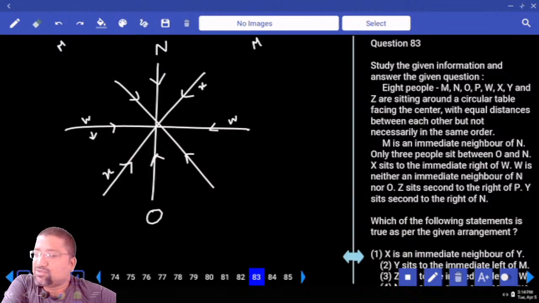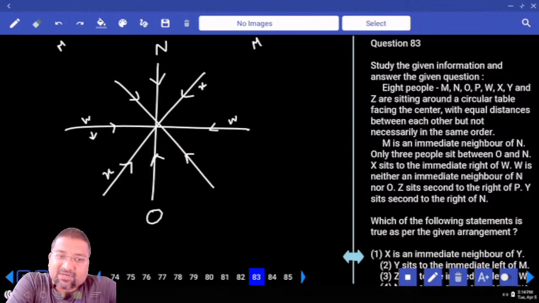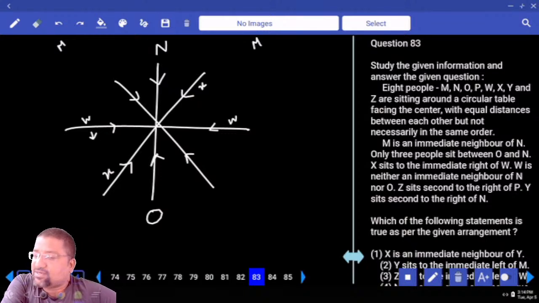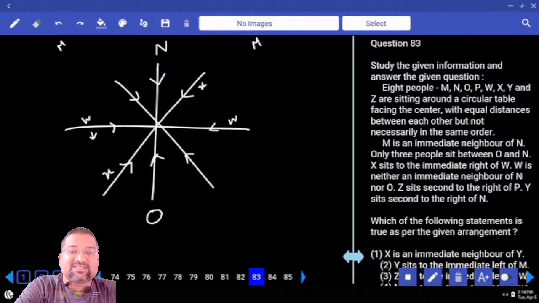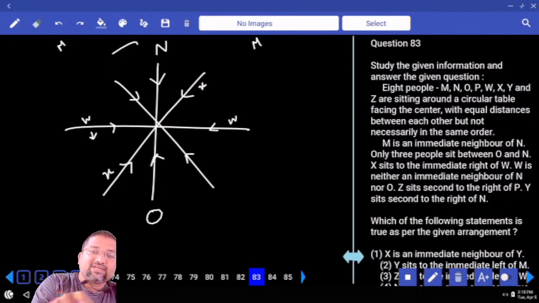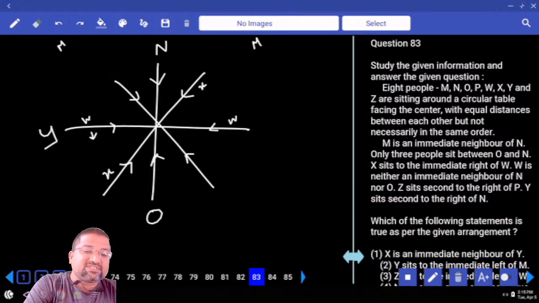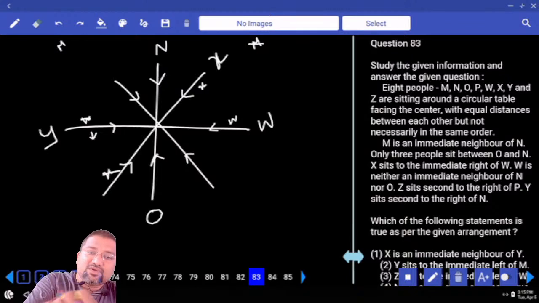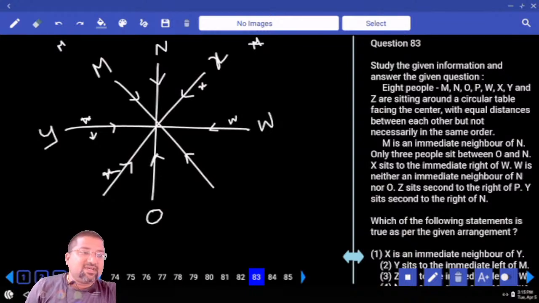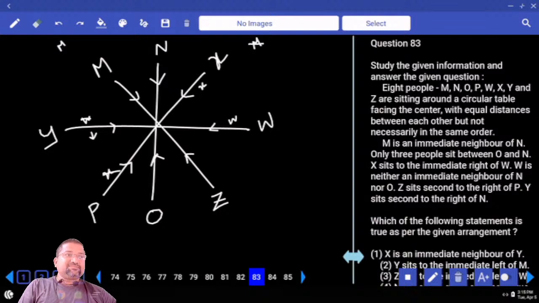Z sits second to the right of P. We don't know where P is. Y sits second to the right of N. So for sure this is Y. If this is Y, can you have W here? No. So this is W. This is X. If that is X, can I have M here? No. This is M. Who is left out? P and Z. Z sits second to the right of P. Clear?